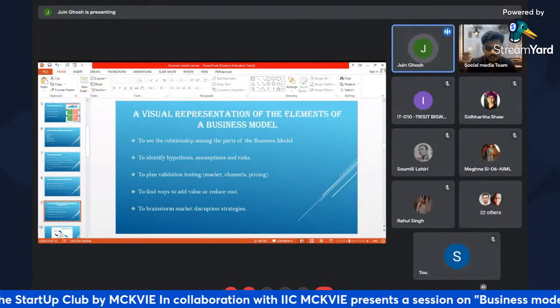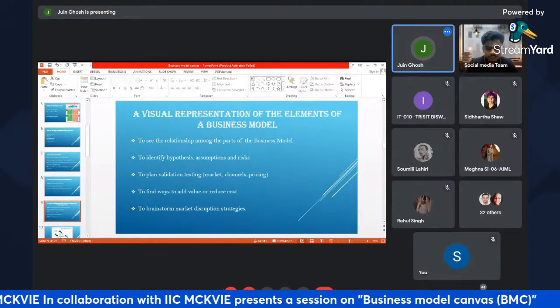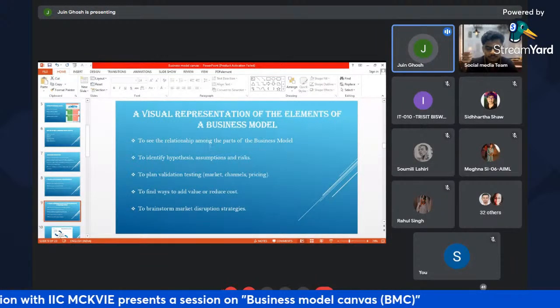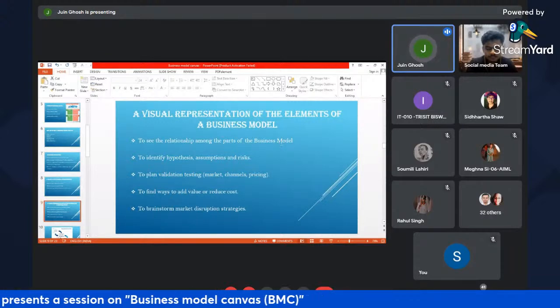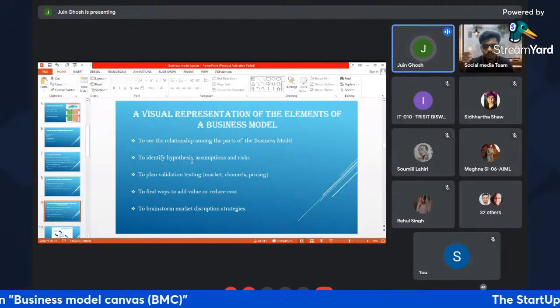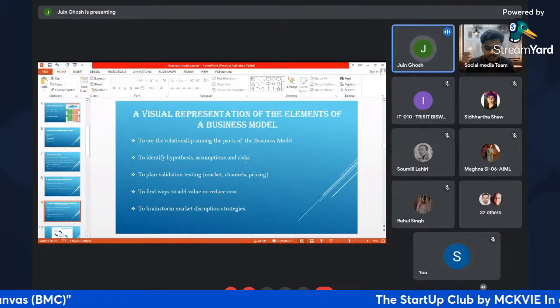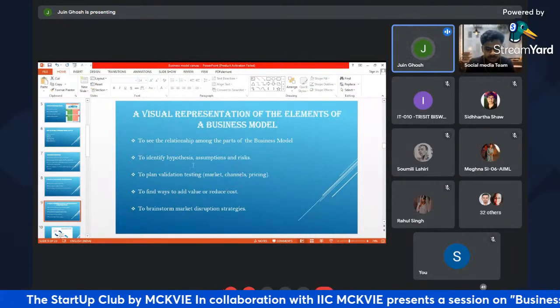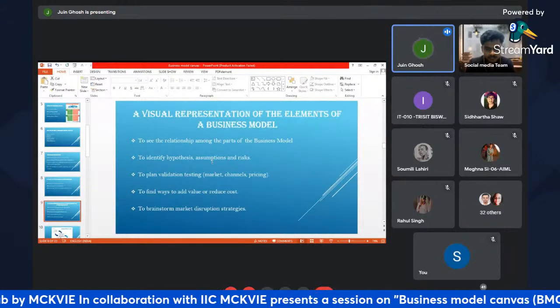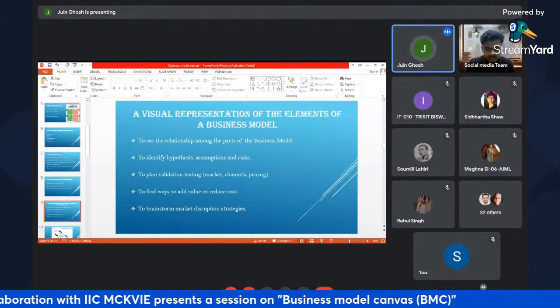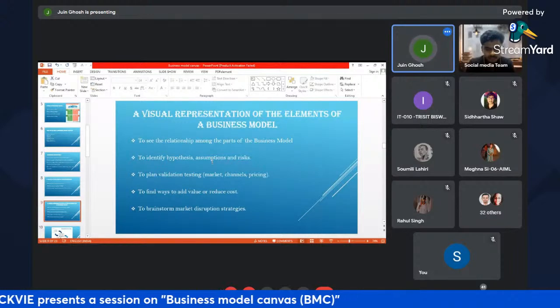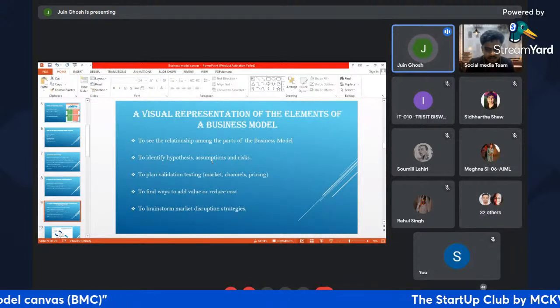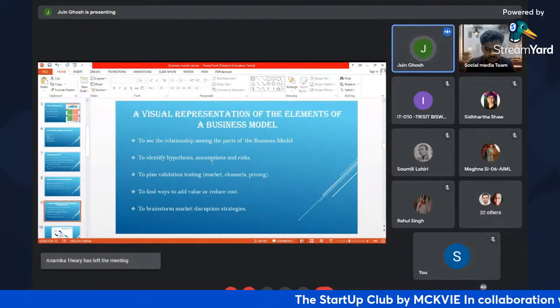So a visual representation of the elements of business model represents the relationship among the parts of the business model. Then to identify the hypothesis, assumptions, and risk, to plan validation, that is testing the market, channels, pricing. These are the marketing strategies about how a product is launched. What is the field work done before launching any product? You need to have an overall idea about your target group of customers.